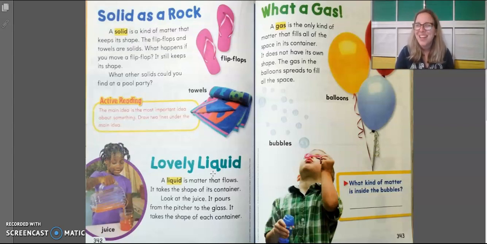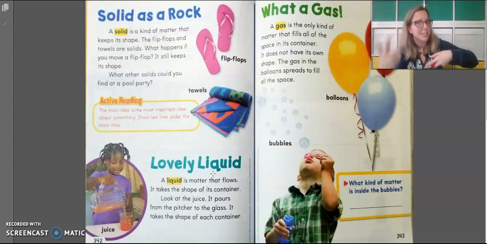So think, a lot of liquids are the things that we drink, right? Water, juice, pop, things like that. Solids would be the glass that's holding the juice or the pitcher that's pouring the juice. So if it keeps its shape, it's a solid. And if it changes shape, it's a liquid. Unless it's a gas, which leads us to what a gas is.